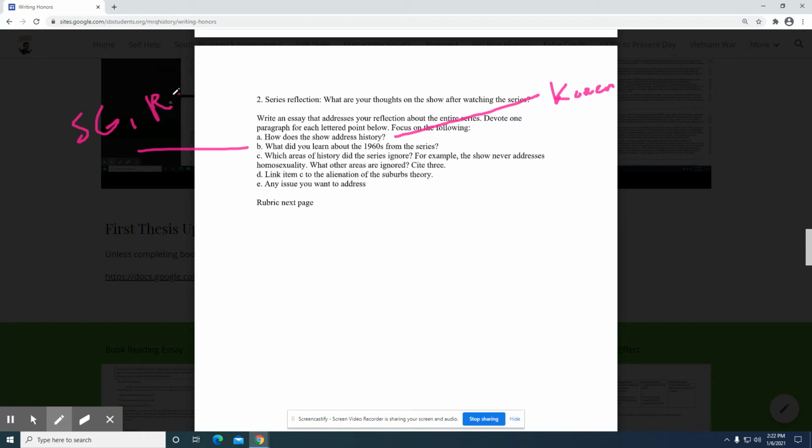It definitely is about racism. I would say that there really is no African American presence in the series, so that could be something that maybe tells a story of the alienation of the suburbs. What else do we learn about? We learn about the changing role of women. We learn about the hippie movement in the United States.